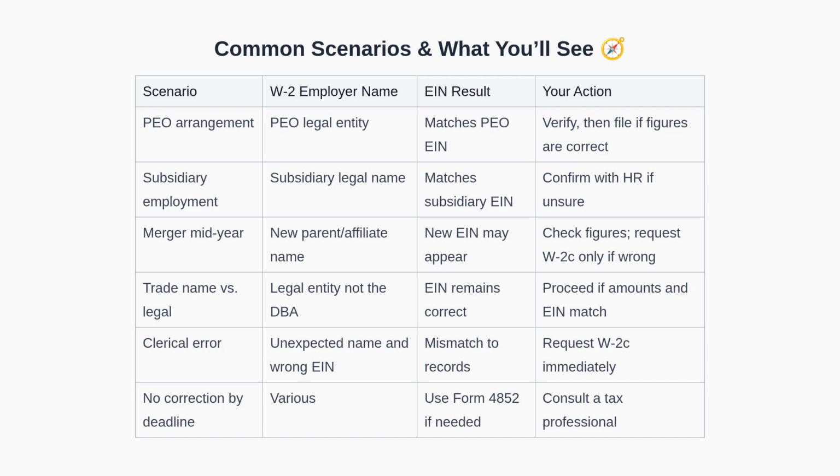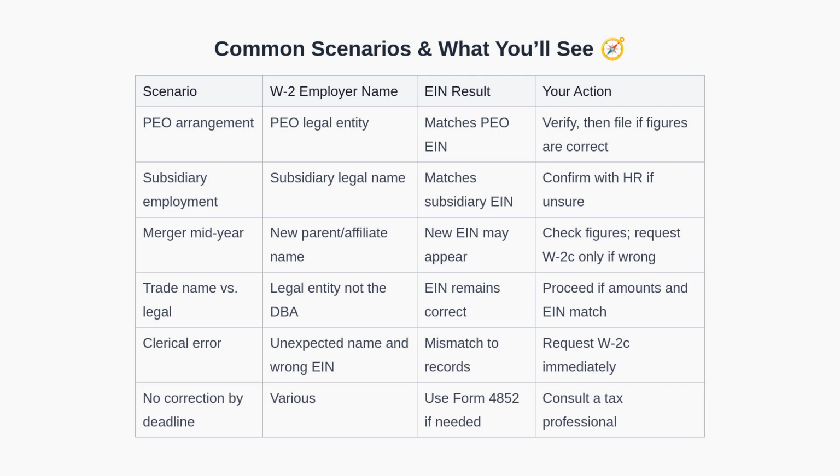Additionally, here is a table of common scenarios. In a PEO arrangement, the W-2 will list the PEO's legal entity and its EIN. Verify and file if amounts are correct. If you are employed by a subsidiary, the W-2 will reflect the subsidiary's legal name and EIN. Confirm with HR if you are unsure. In a mid-year merger, a new parent or affiliate name and a new EIN may appear. Check figures and request a W-2C only if they are wrong.